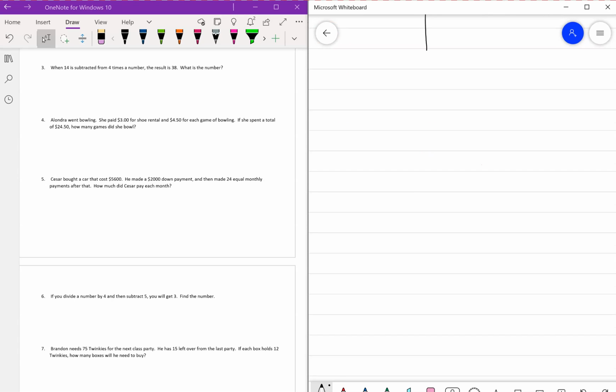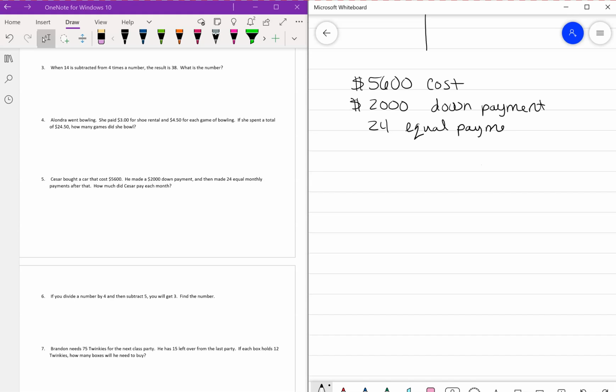Now we're on number 5. Caesar bought a car that cost $5,600. Oh my gosh, so that's $5,600. It's what the cost was. He made a $2,000 down payment. Okay, $2,000 down payment. And then he made 24 equal payments. 24 equal payments. And how much did Caesar pay each month?